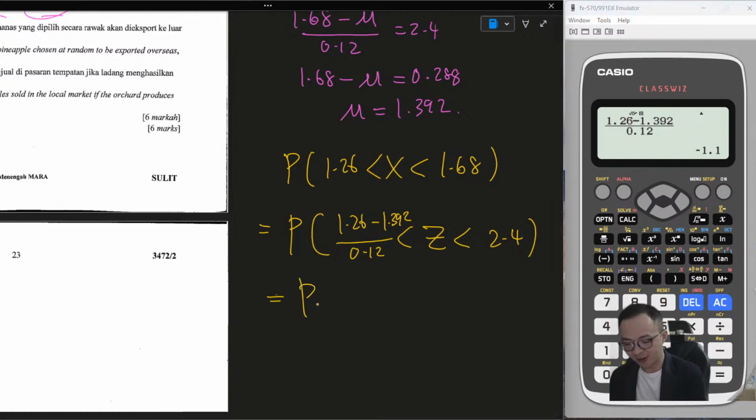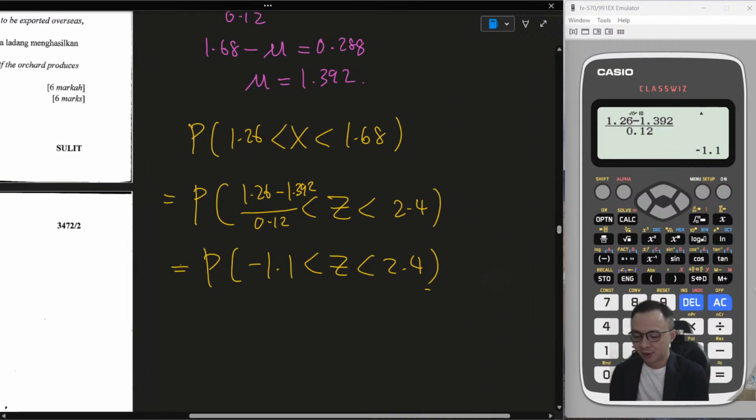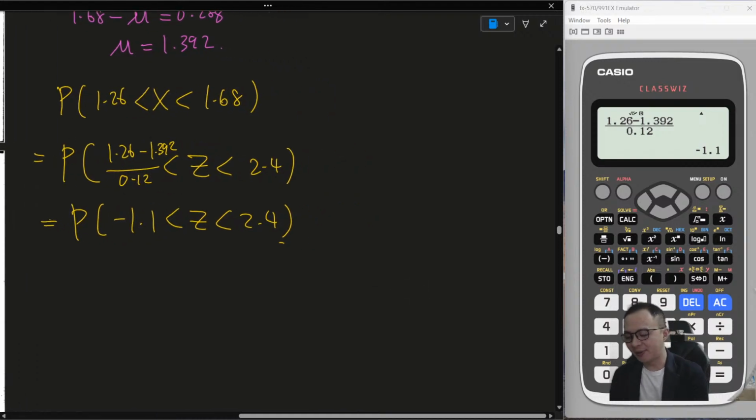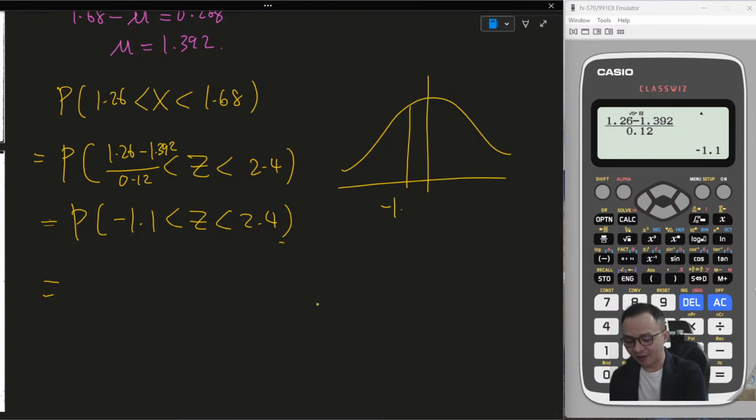So it's negative 1.1, Z 2.4. Okay, definitely this one I can straight away type into the calculator, but if you are using the table, you need to sketch out the bell shapes. So this one is negative 1.1, and then this one is 2.4.